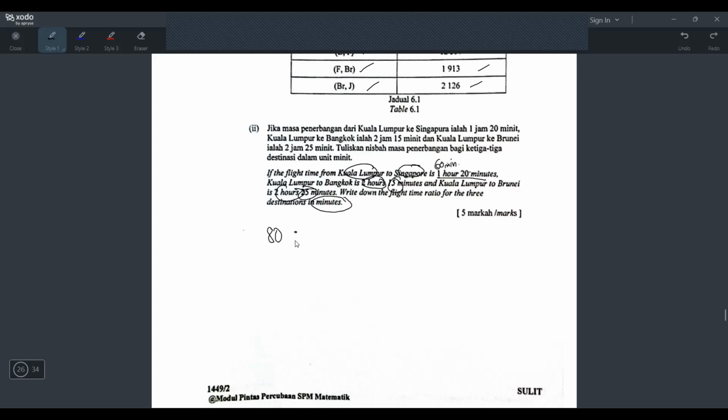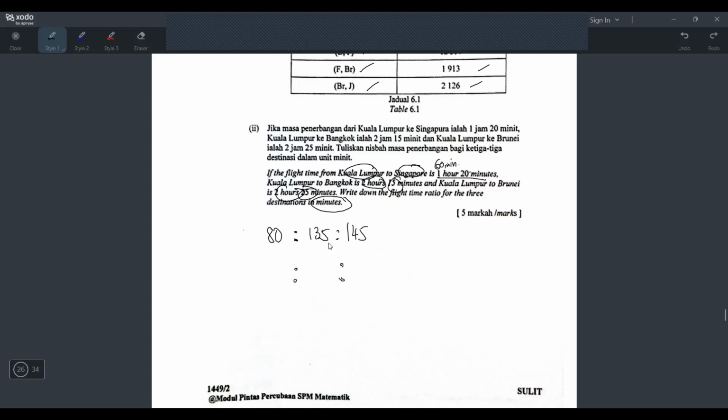Okay, and then the second flight time is 2 hours 15 minutes. 2 hours is 120 minutes because 2 times 60, and then 120 plus 15 is 135 minutes. The third one, Kuala Lumpur to Brunei, is 2 hours 25 minutes. 2 times 60 is 120, plus 25 is 145. And then they say write down the flight time ratio for 3 destinations, so this is the ratio.